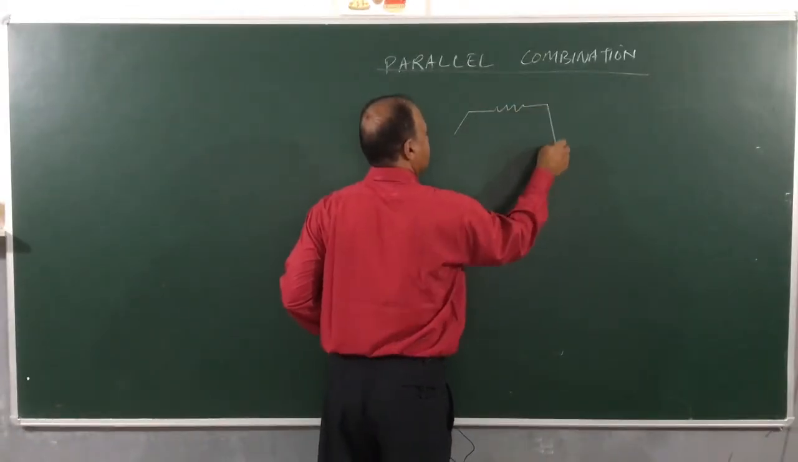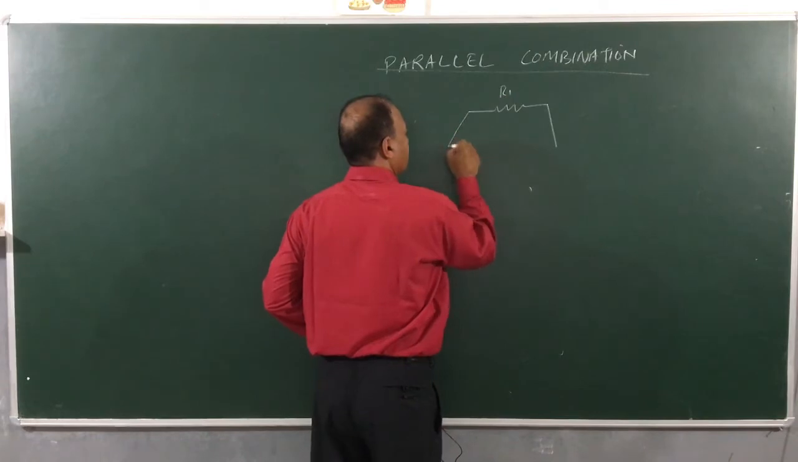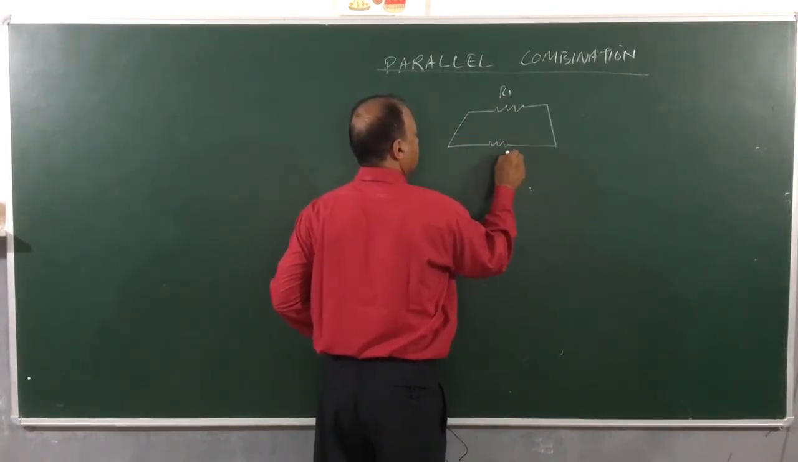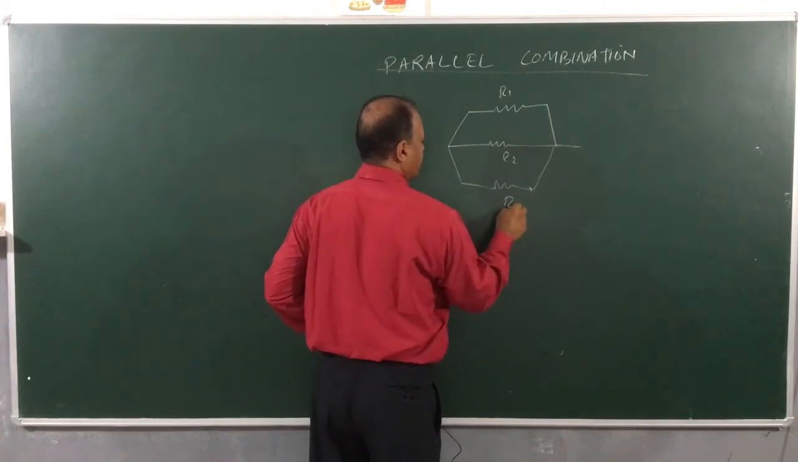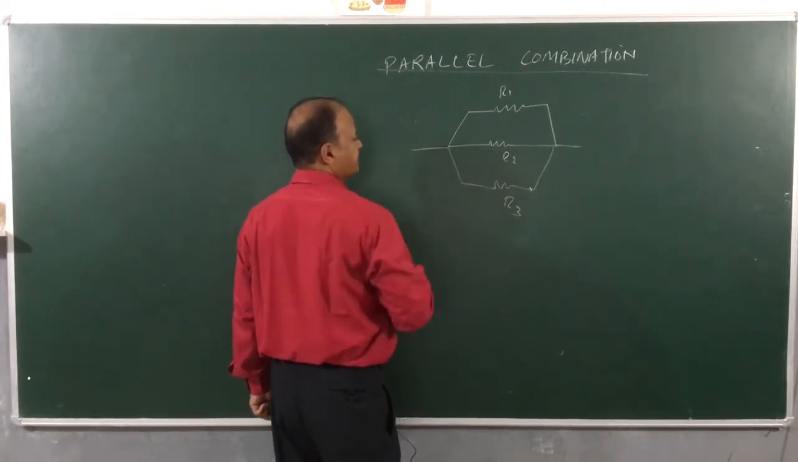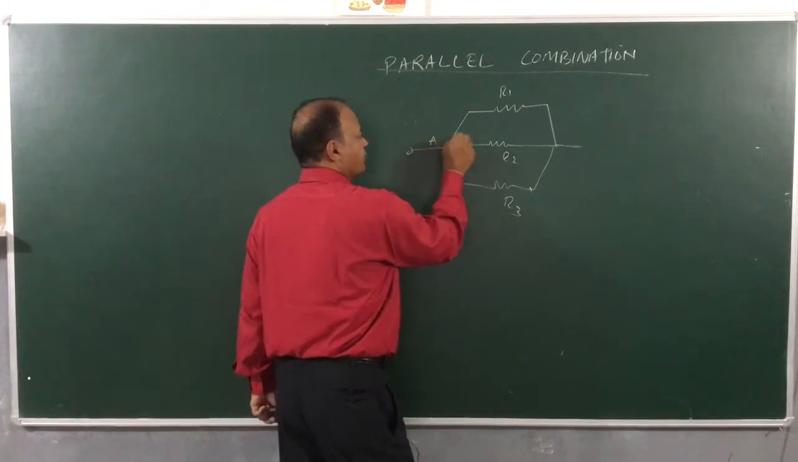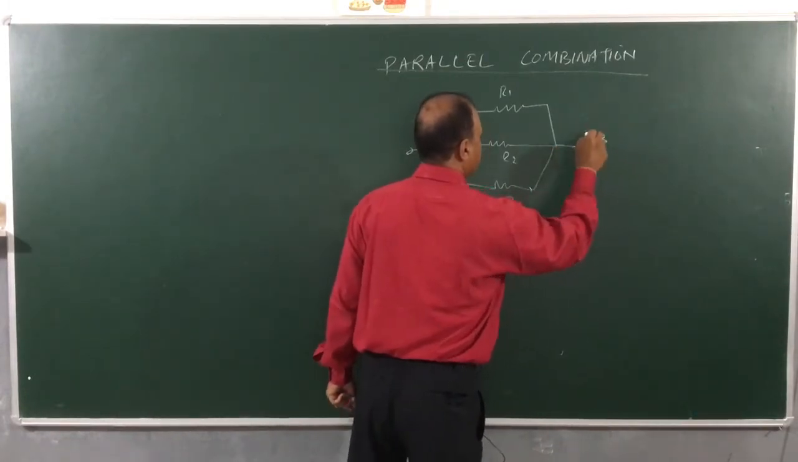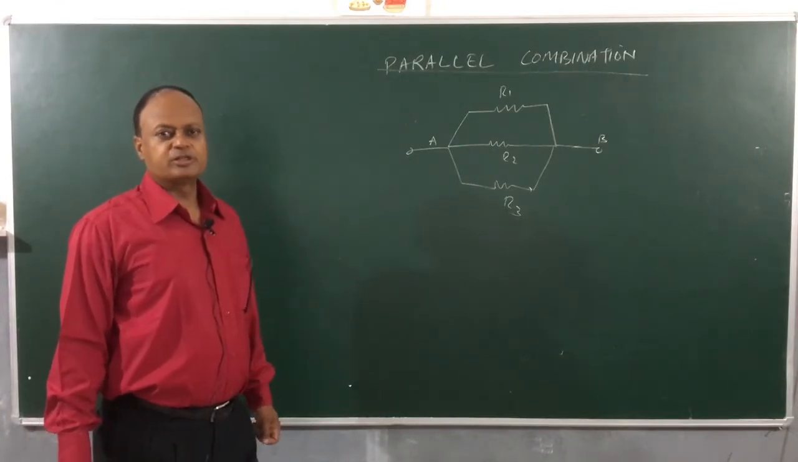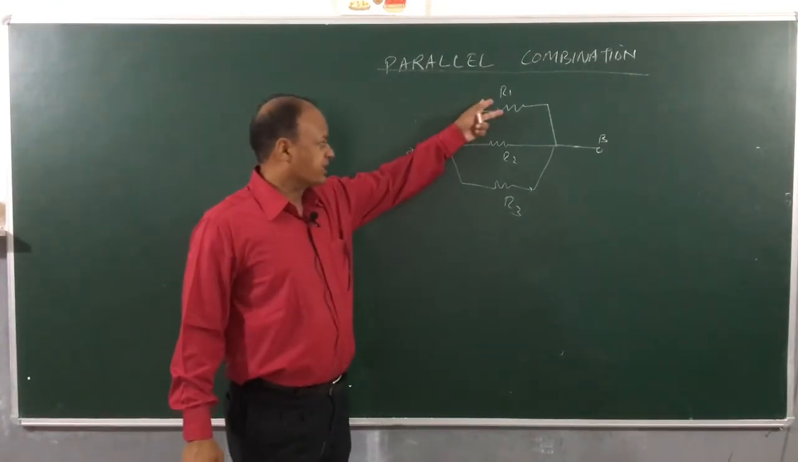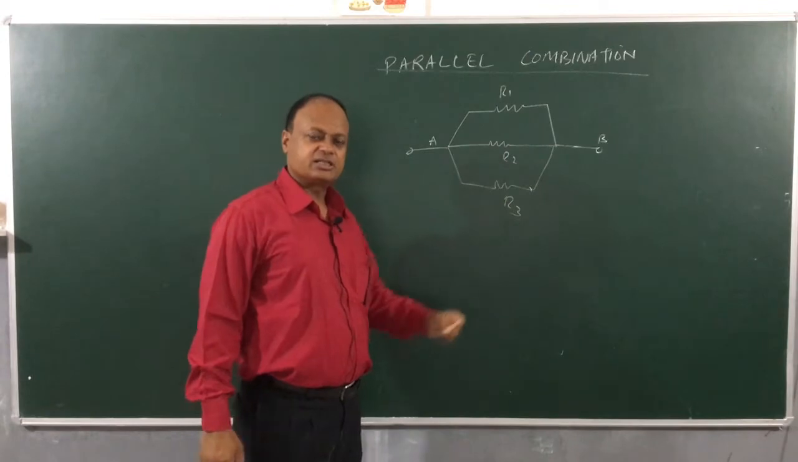We have one resistance here having resistance R1, another one having R2, and yet another one having resistance R3, and we have connected them between two points here. One point is A and the other point is B. This combination is called parallel combination of resistances. We are connecting here three resistances.